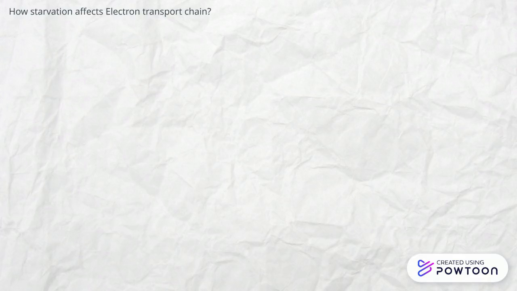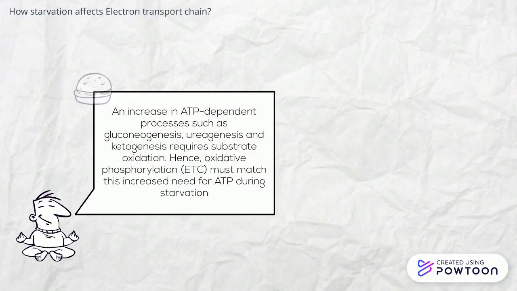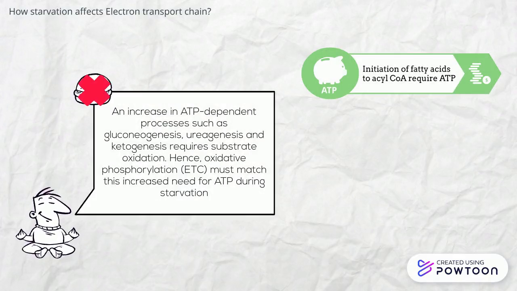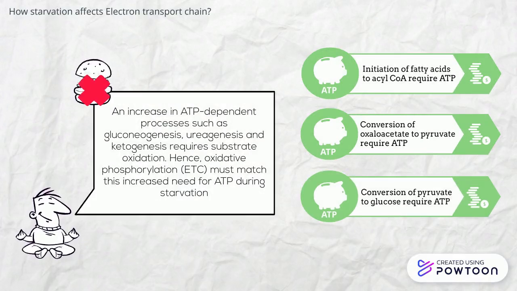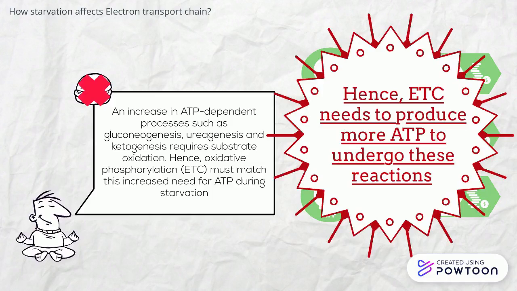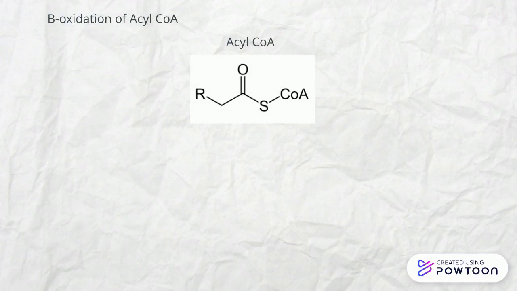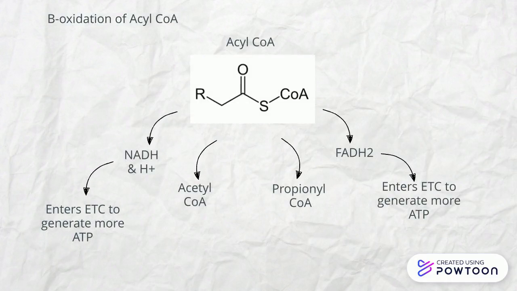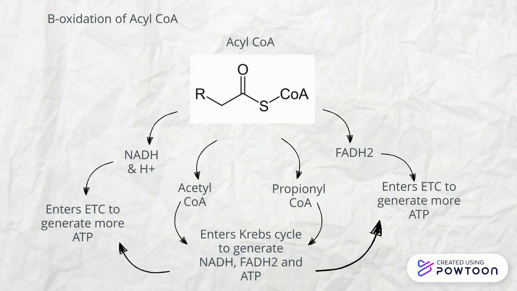How does starvation affect the ETC? As we know, gluconeogenesis and ketogenesis require ATP. Hence, the ETC needs to produce more ATP to undergo these reactions. Besides that, beta oxidation of fatty acids to acetyl-CoA will also increase the efficiency of the Krebs cycle and ETC to produce more ATP.